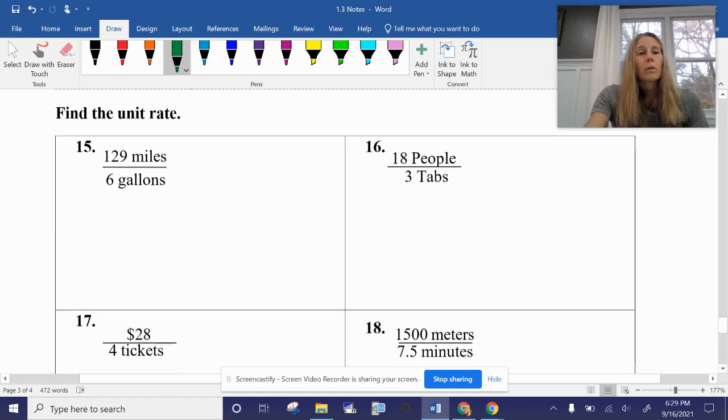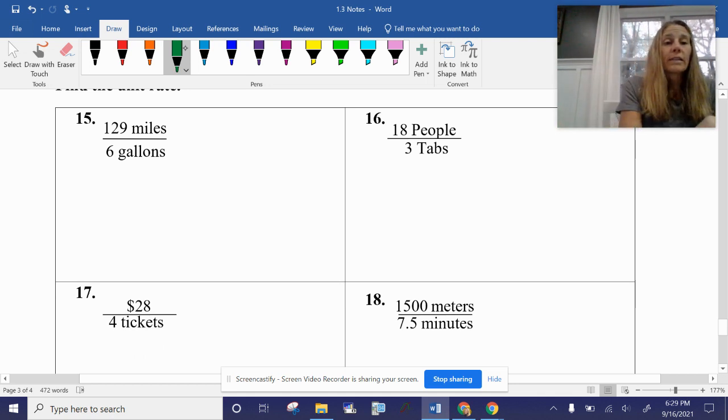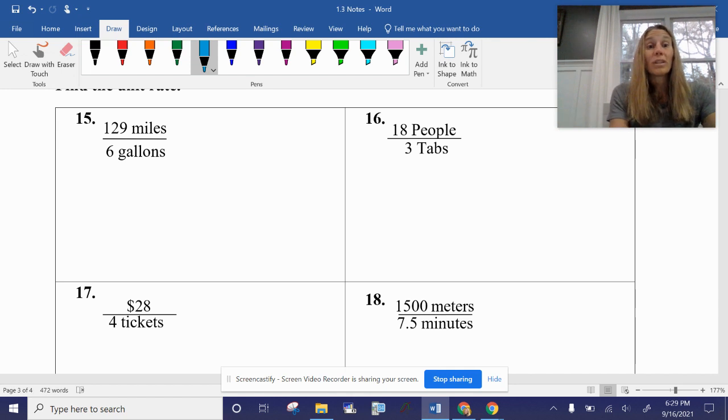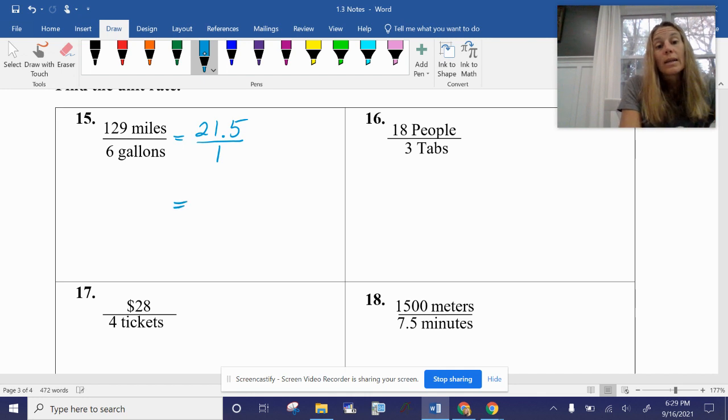So now let's look and try to find the unit rate for these next 4. So if we're taking a look at 15, we have miles per gallon. It's already set up for us, so we know which one's on top and which one's on the bottom. So really, it's just division. 129 divided by 6 will equal 21.5, and that's really over a 1, which is why we can now say that it's 21.5 miles per gallon.